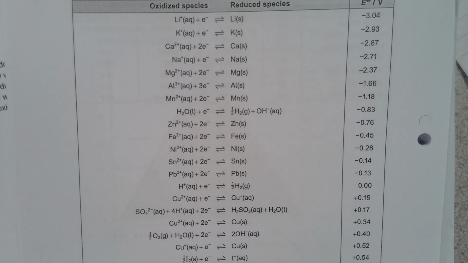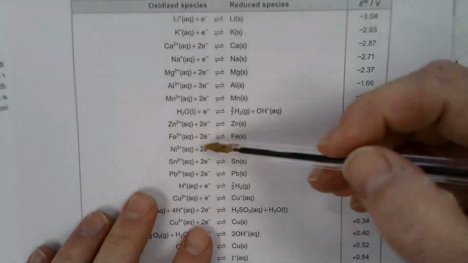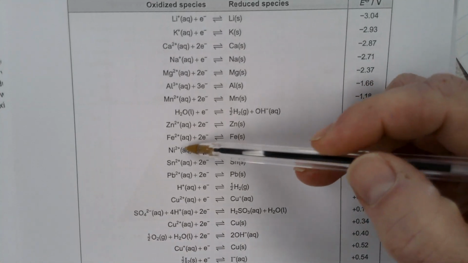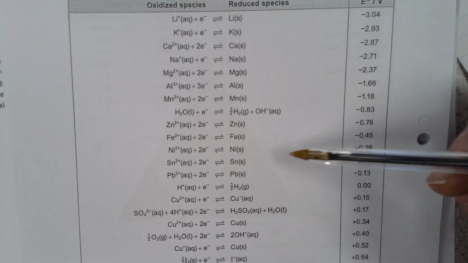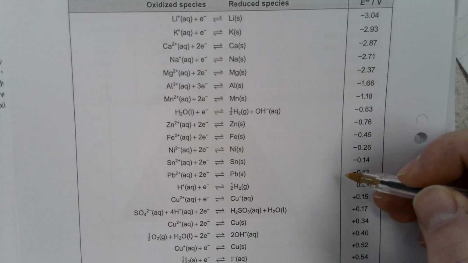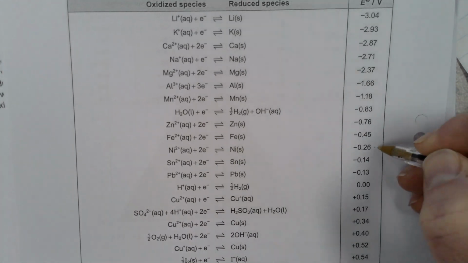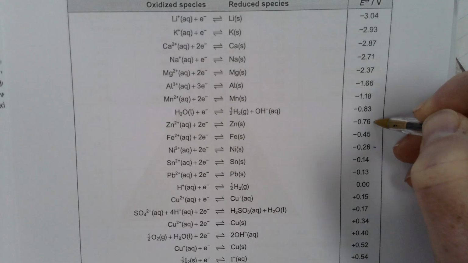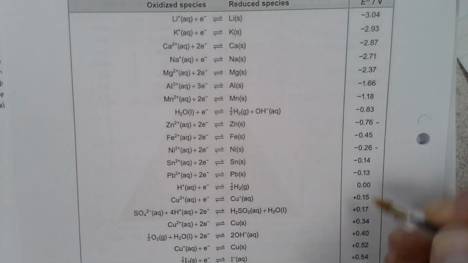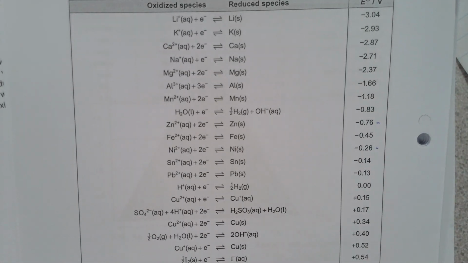So just to remind you here, we've got a voltaic cell made with zinc half cell and a nickel half cell. So the nickel half equation is nickel 2 plus being reduced with 2 electrons, and we've got a value of minus 0.26. What was the other one? Zinc, which is up here, same sort of idea, minus 0.76.